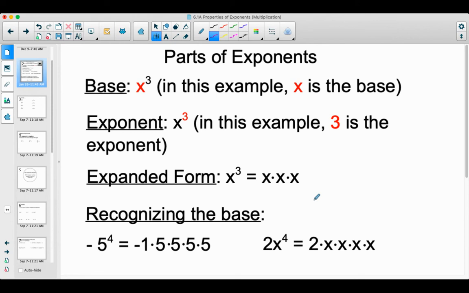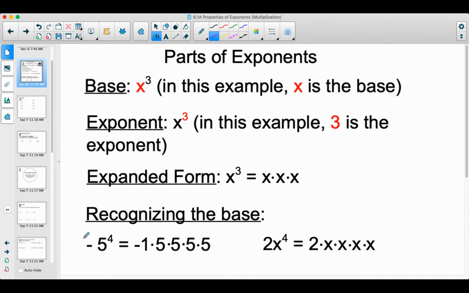Okay, so we want to look into exponents today, and let's just talk about the different parts of the exponents. You will want this in your notes. So, your base is going to be that red part, it's the bottom part of the exponent. And then the exponent is going to be the 3 in this case. So, when we expand it, this x to the third just means you have 3 x's.